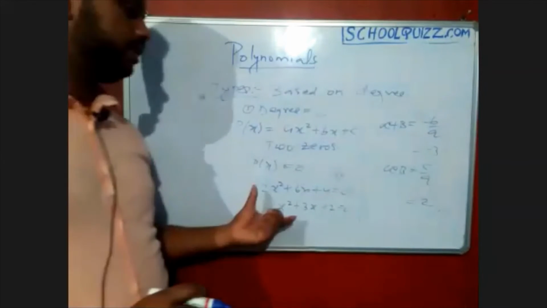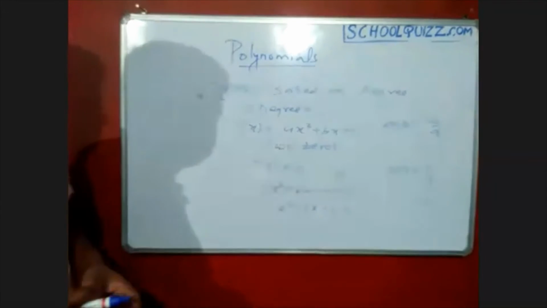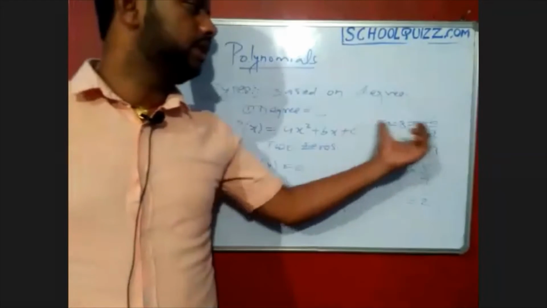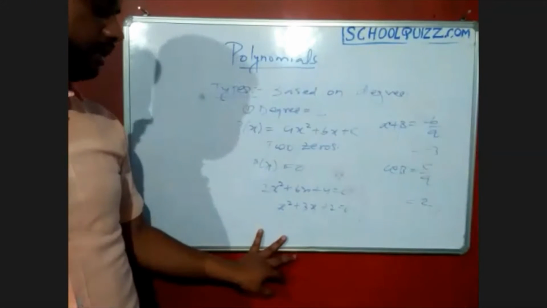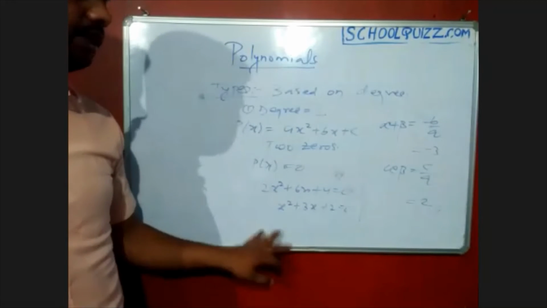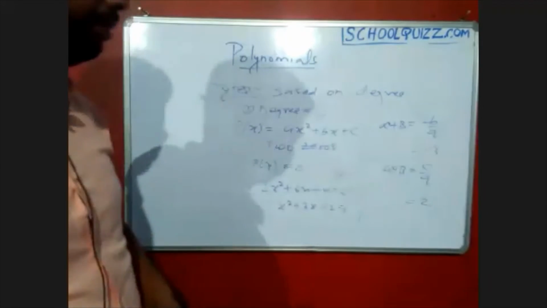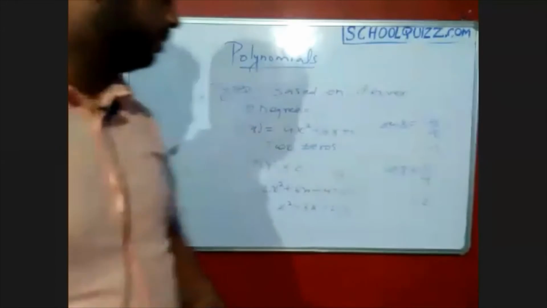This is how we can find the relation between the zeros and the coefficients of the polynomial. If it is a quadratic, we can see this one. If it is a cubic, there we can get three roots.